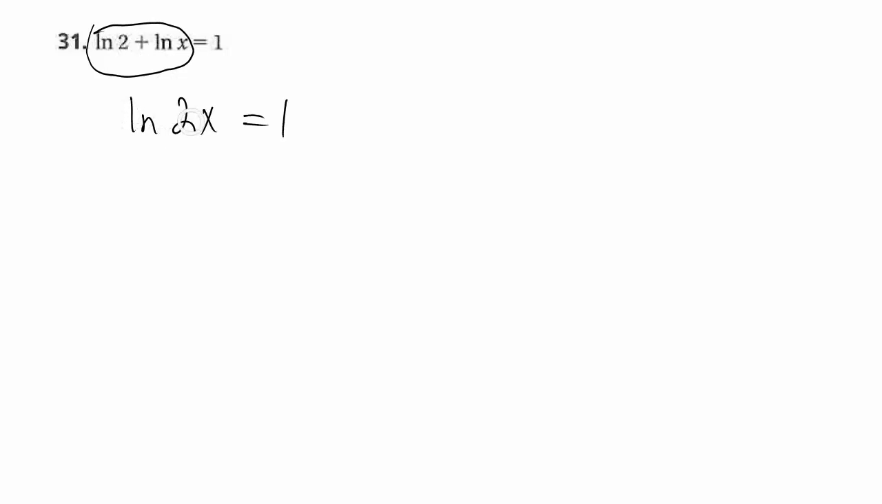And then if you want to get rid of the natural log, you use the e function to cancel that out, get the inverse function. So you get 2x is equal to e to the first power, and then you just divide by 2 on both sides. So you get x is equal to e to the first power divided by 2.